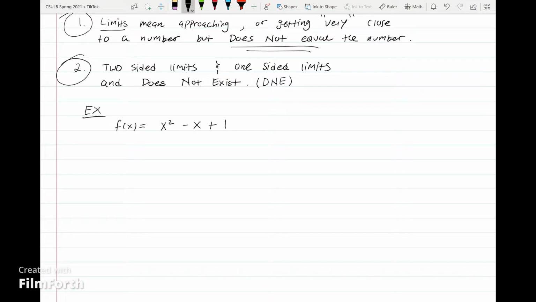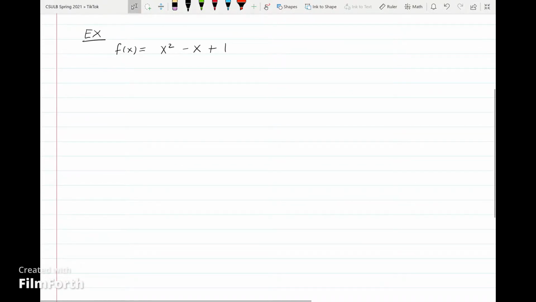And what I want to do is, we're not going to mention the word limit in this problem. We're just going to answer this question. Ready? So remember, with limits we are not equal to, we're getting close to. So I should say this. Ready? So what does f of x get close to?